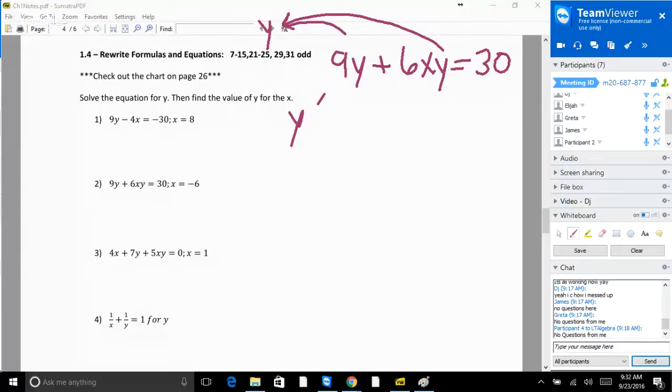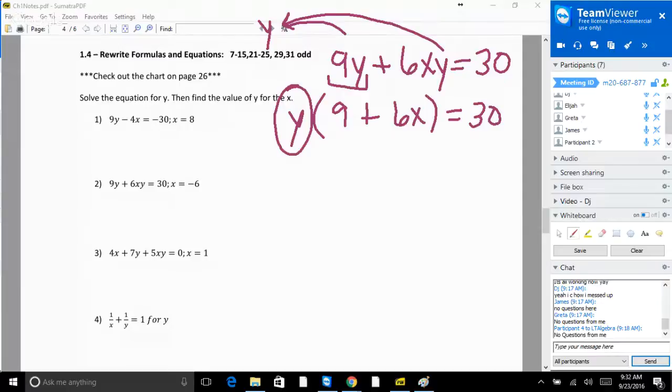Yeah, so let's pull y out. If I pull a y out of 9y, I'm left over with 9. And if I pull a y out of 6xy, I'm left with 6x. And that equals 30. So how does this help me? Well, now I have y all by itself times what's in the parentheses. So now I have y times what's in the parentheses equals 30.